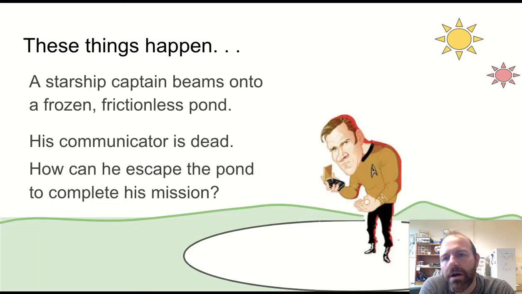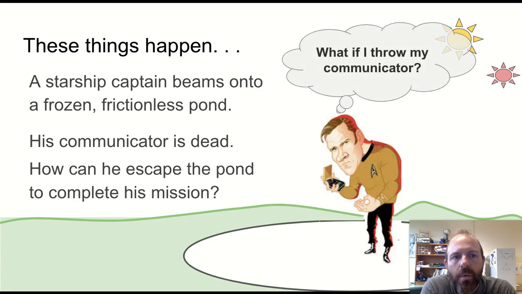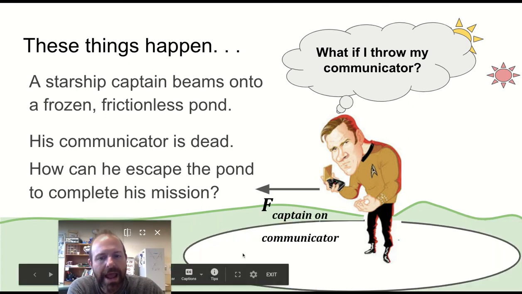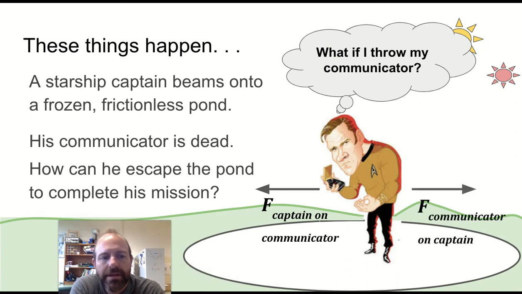So if we go back to our stranded captain on the frozen frictionless pond with the dead communicator, what if he were to throw his communicator, which is useless to him as a communication device, but could be useful because it's a mass. If he throws it, he will apply a force, the force that the captain applies to the communicator. And in reaction, the communicator will apply an equal and opposite force on the captain. Probably won't be a very big force because it's a small device and, you know, doesn't take much force to get it to go flying. But if it's a frozen frictionless pond, that could be enough for him to escape.